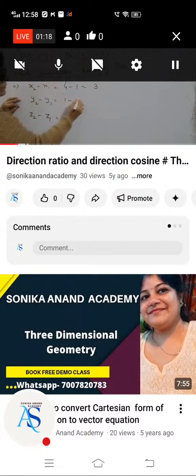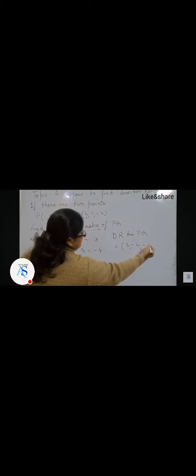Minus 5, which is equal to minus 4, and here z2, that is minus 2 minus 4, which is equal to minus 6. So the direction ratio for PQ is 3, minus 4, minus 6. The direction ratio for the two given points.